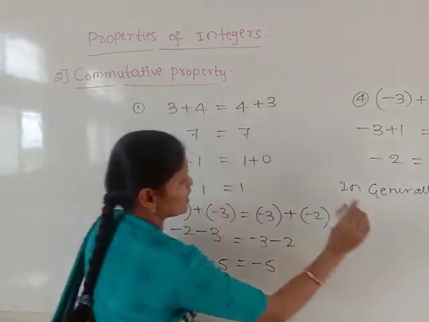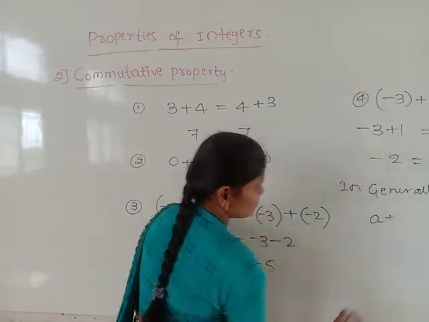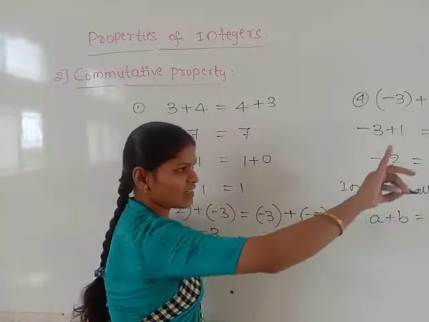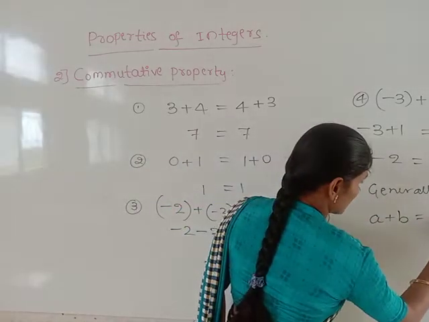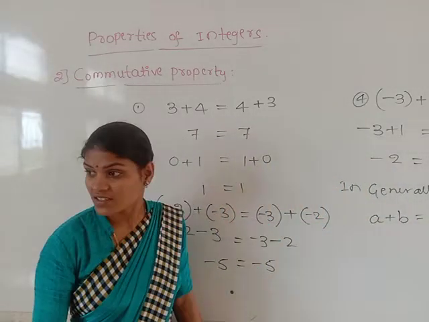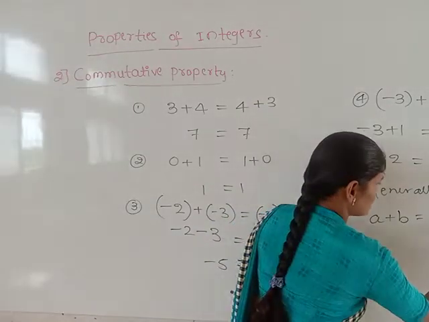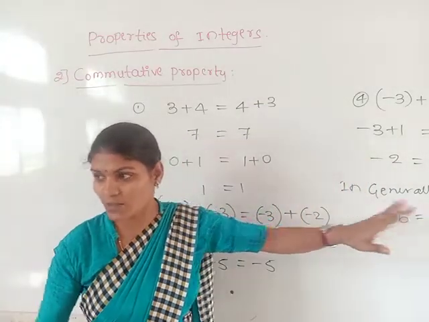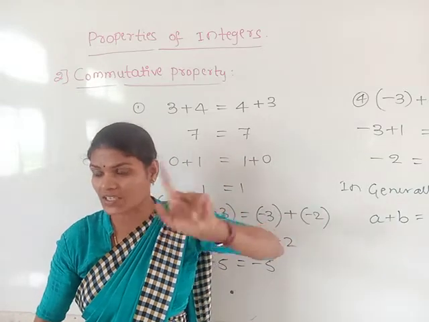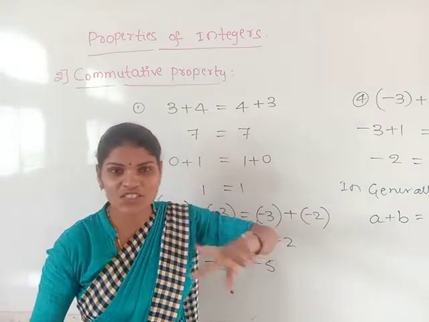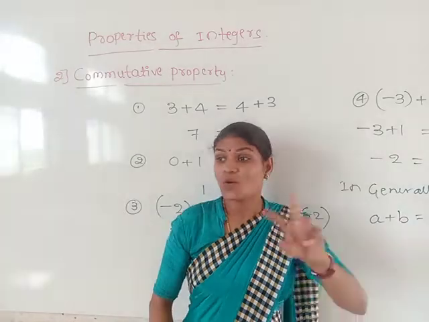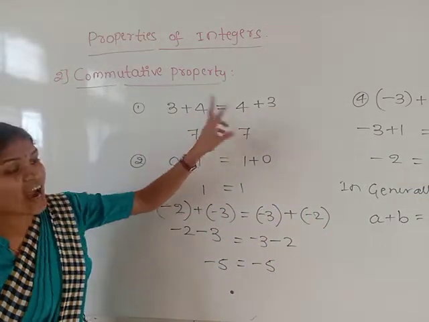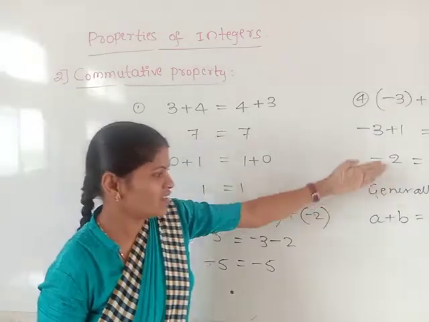I will take the first integer as A and the second integer as B. But on the right side of the equal sign, I will take B first, then A. Both the sums are the same here. A plus B is equal to B plus A, which is the commutative property. If you change the order of the addends, your sum should be the same.